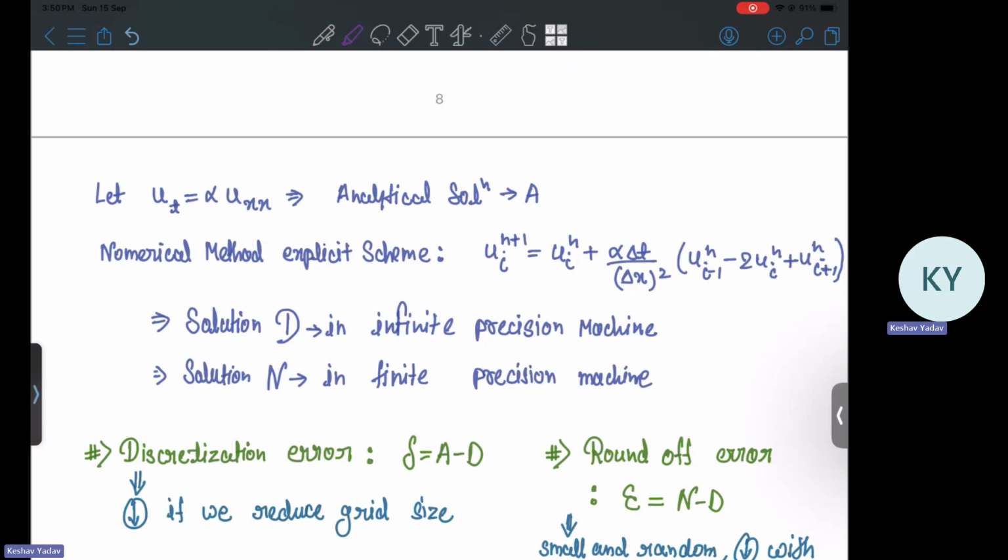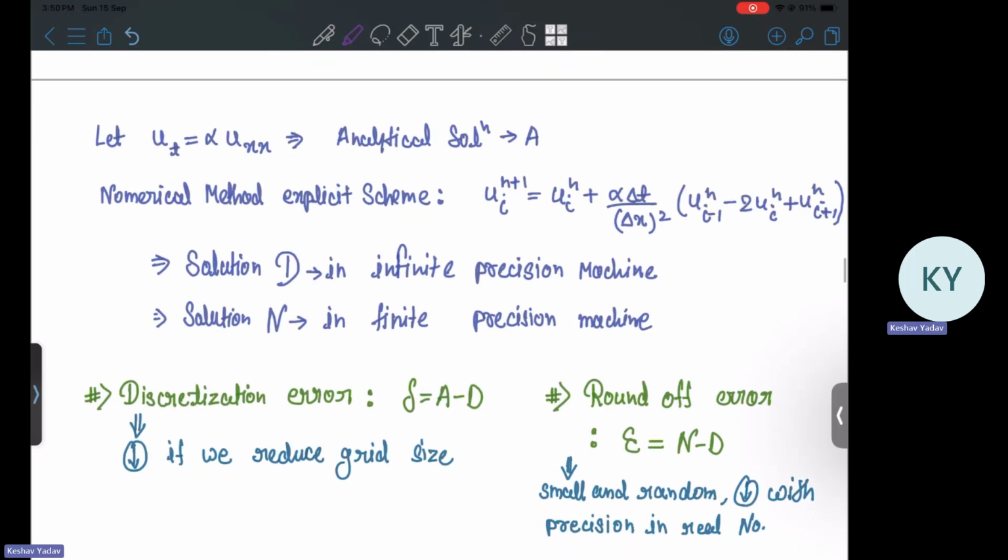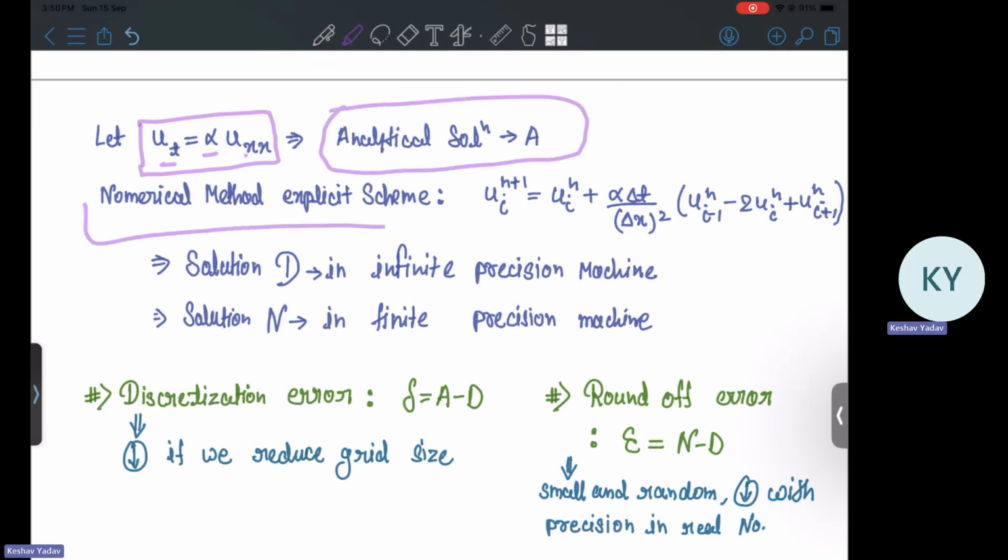Stability. Okay, so before going into that, let us see what we have. We were solving u_t equal to alpha u_xx. It has some analytical solution, equal to A. Now we are applying the numerical method, the explicit scheme, which gives this expression: u_i at (n+1)th equals u_i plus alpha delta t upon delta x square, in bracket, u_(i-1) at nth minus 2 u_i at nth plus u_(i+1) at nth. Okay, this is what we have.